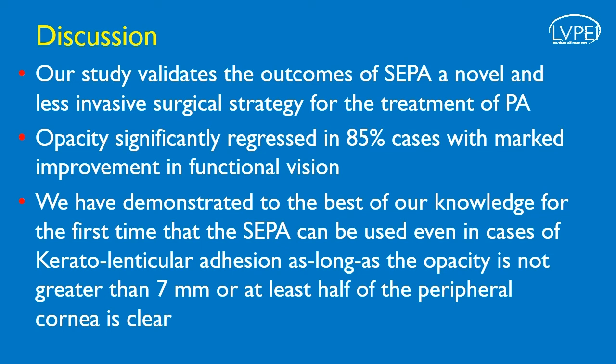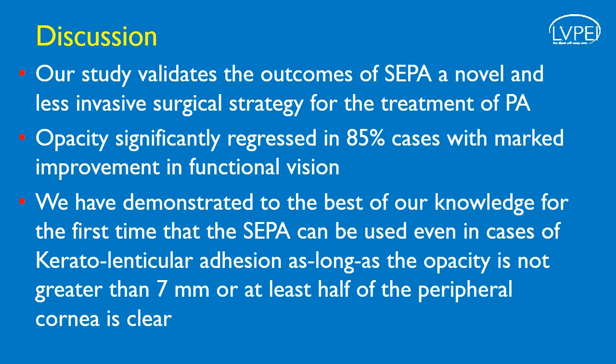It's a novel, less invasive surgical strategy for the treatment of Peters anomaly. In 85% of the cases, opacity is significantly cleared with a marked improvement in visual function. We've also demonstrated, to the best of our knowledge for the first time, that SEPA can be used even in cases with the severe form of keratolenticular adhesion, as long as the central corneal opacity is no more than 7 millimeters, or at least half of the peripheral cornea has remained clear.